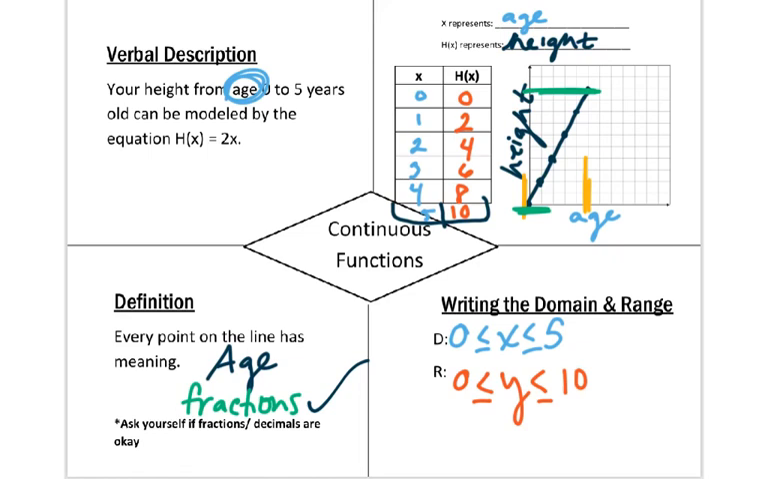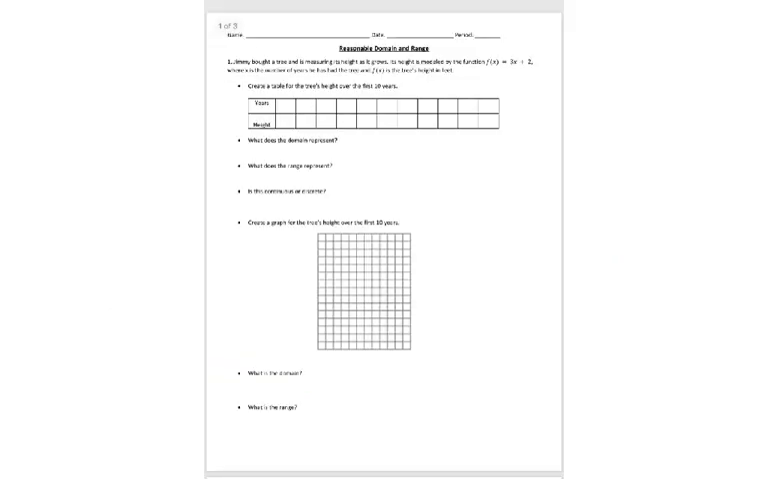So this is called a continuous function because every point on the line has meaning. If we were talking about age, we can absolutely have fractions of age. And height, absolutely, we can have fractions for height. So it's a continuous graph, which we write the domain and range, just like we had here. So now let's go ahead and flip to the next page.